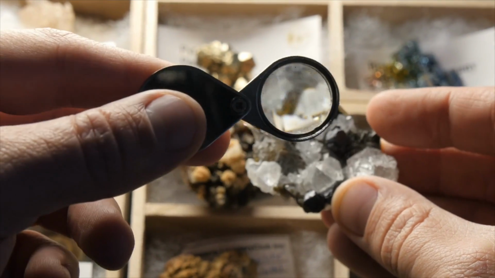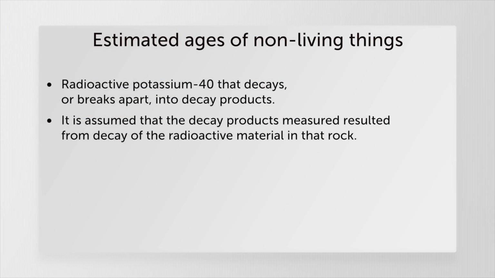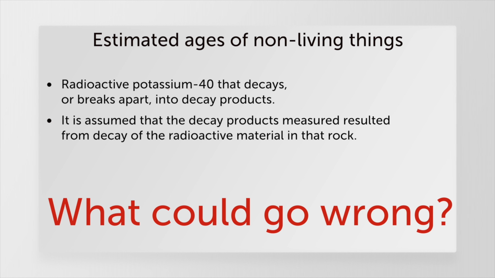Estimated ages for certain types of rocks are obtained using other dating methods such as radioactive potassium-40, which decays or breaks apart into decay products. The amount of radioactive material and its decay products are measured in the rock to be dated. It is assumed that the decay products measured resulted from decay of the radioactive material in that rock. The length of time it took to decay provides then an estimated age of the rock. What could go wrong with that? Plenty. Let's consider two of the unprovable assumptions evolutionists use for dating rocks.